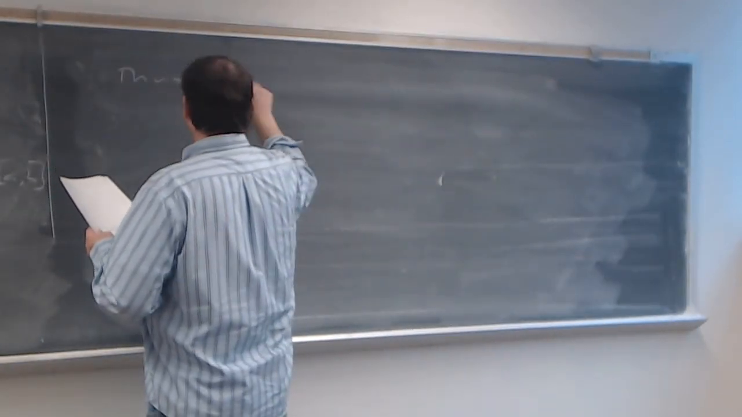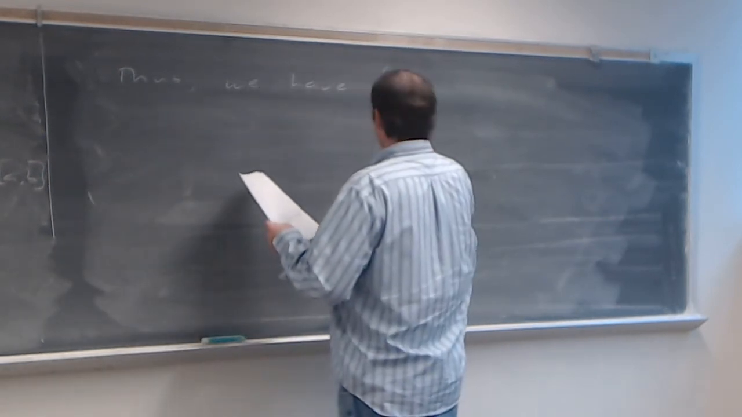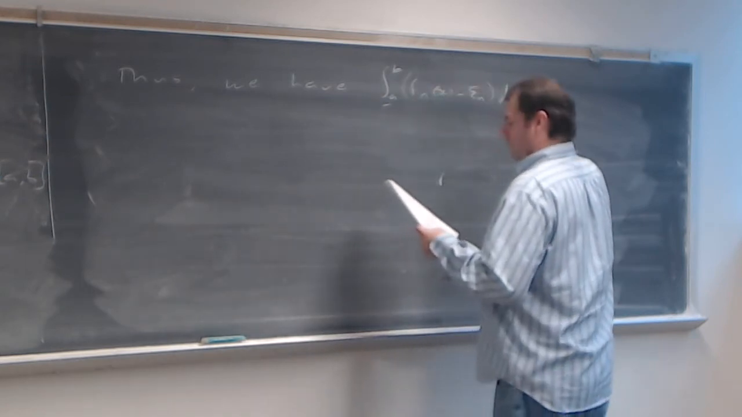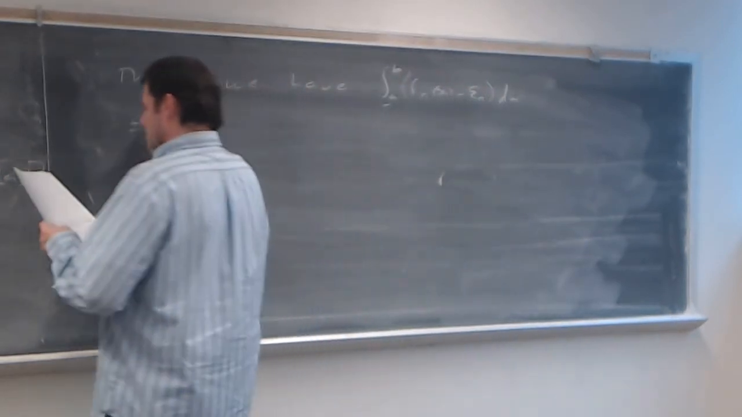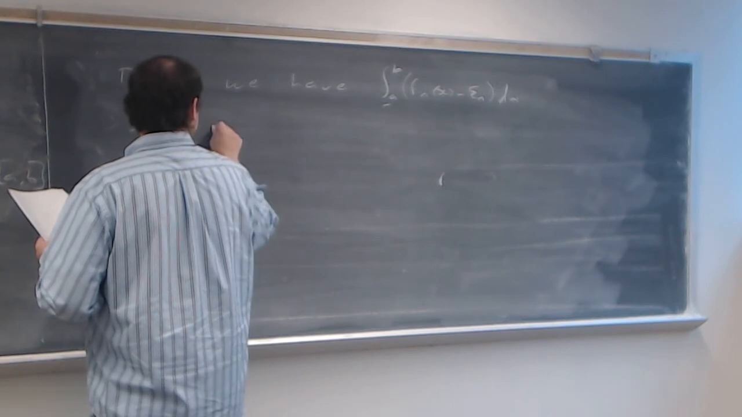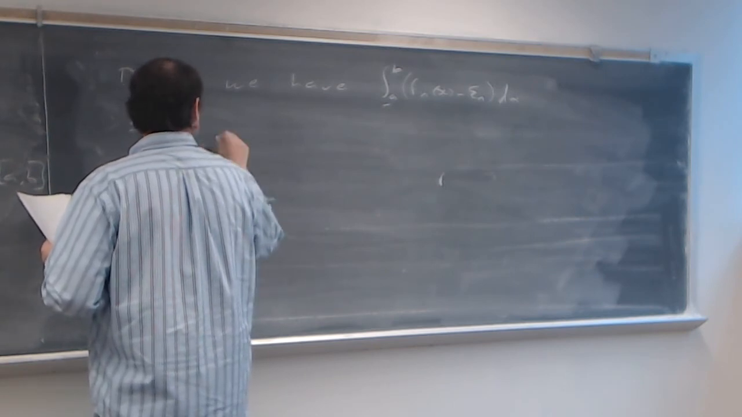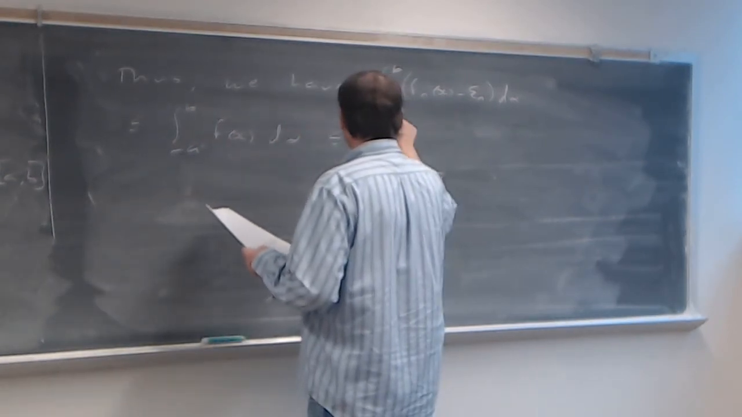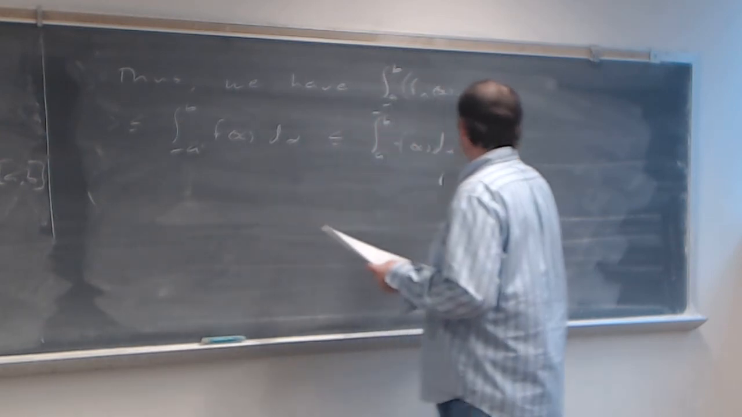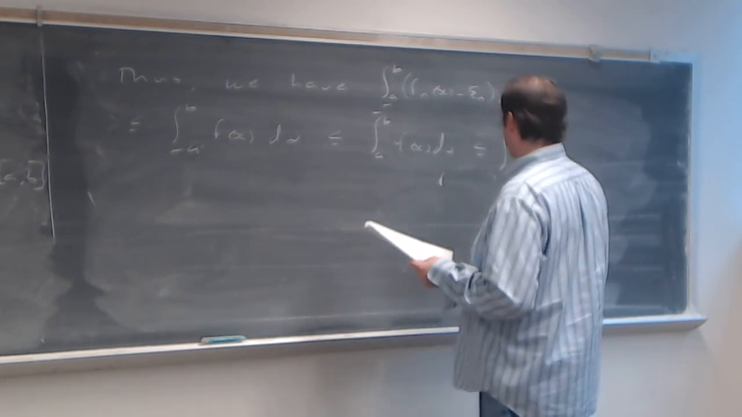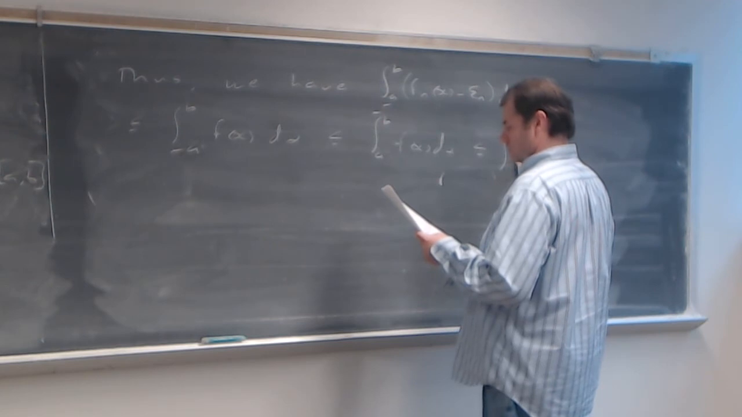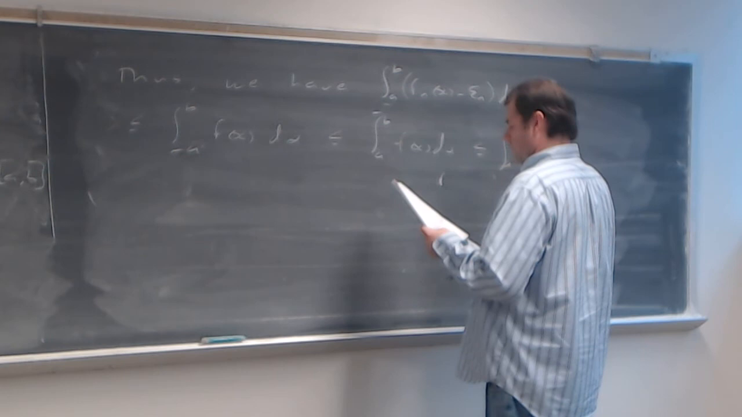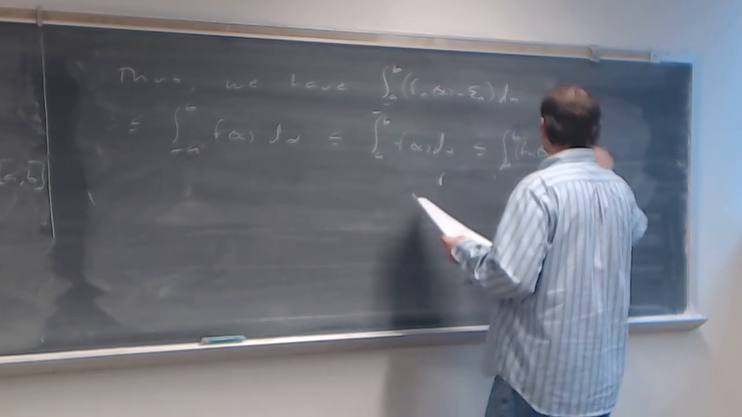Thus, we have that the lower integral from a to b of f sub n of x minus epsilon sub n d alpha is less than or equal to the lower integral of f of x d alpha, which is less than or equal to the upper integral of f of x d alpha, which is less than or equal to the upper integral from a to b of f sub n of x plus epsilon n d alpha.